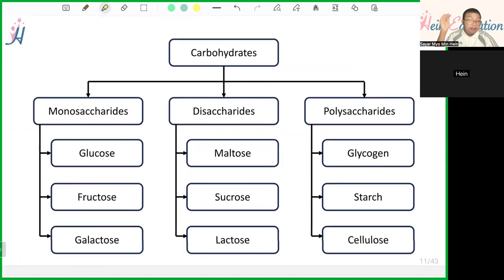I made a simple diagram to help you remember the different types of carbohydrates. Carbohydrates can be divided into, as I mentioned, actually four, but at this level we just focus on three: monosaccharide, disaccharide, and polysaccharide. For monosaccharides, we have glucose, fructose, and galactose. For disaccharides, we have maltose, sucrose, and lactose. For polysaccharides, glycogen, starch, and cellulose. So these are all the different forms of carbohydrates available.